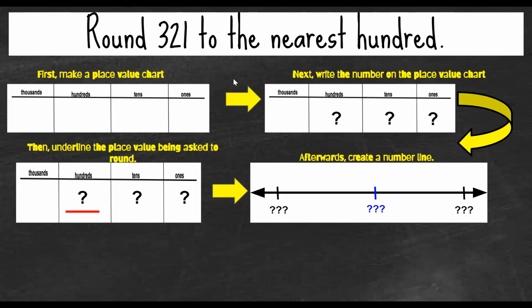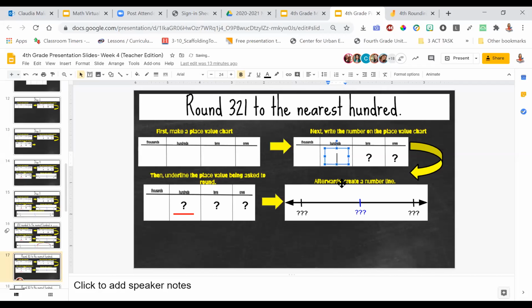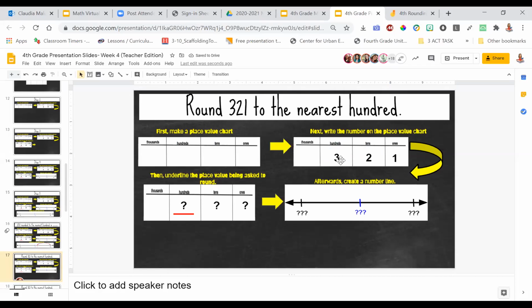Okay. So now let's do that one together, okay? Because you saw the other one with the steps. So I have 321. We are going to round this one to the nearest 100. So first, we make our place value chart. Next, we write our numbers. So guess what? I'm gonna go ahead and type them. And if you can't see me, make sure you do have your full screen on here so you can see what I'm doing. Okay, so 321.